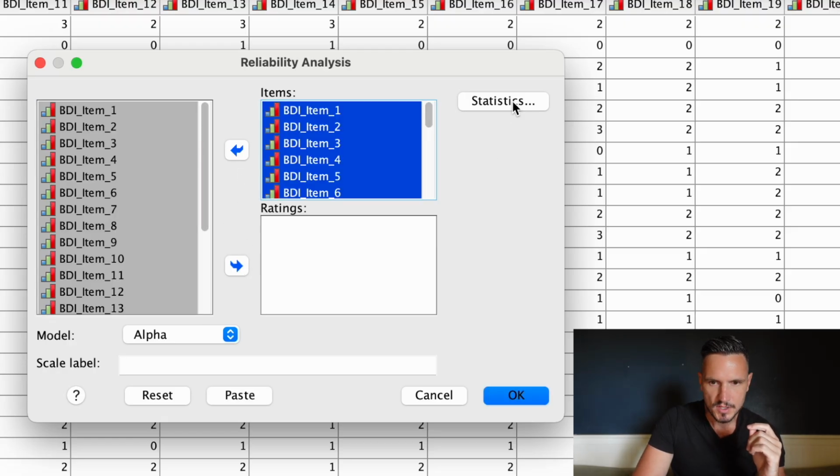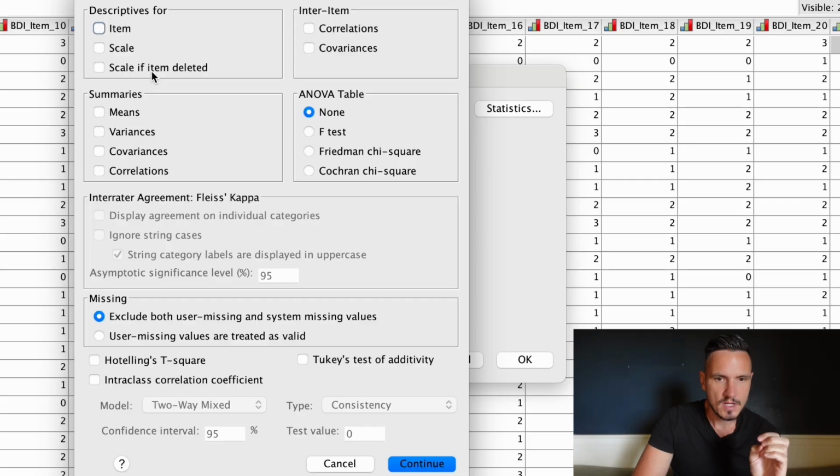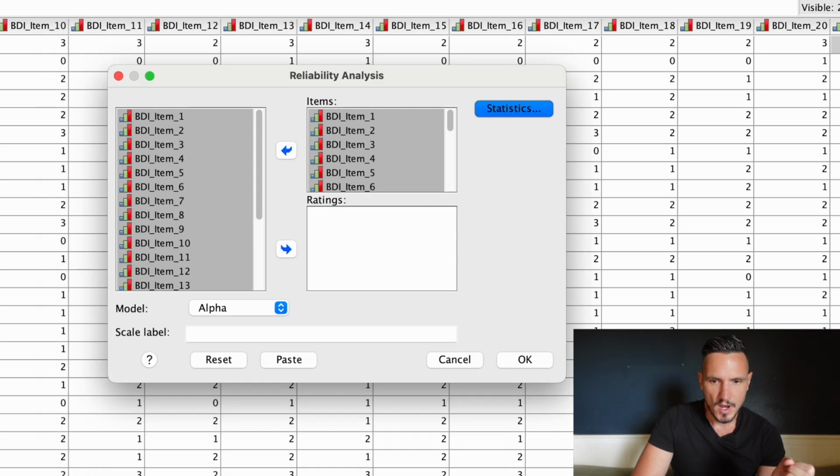We're going to click on Statistics. I'm going to tick Scale if item deleted. So basically this is going to tell us whether we can improve the scale by removing one or more of the items. I'll then go to Continue and then to OK.